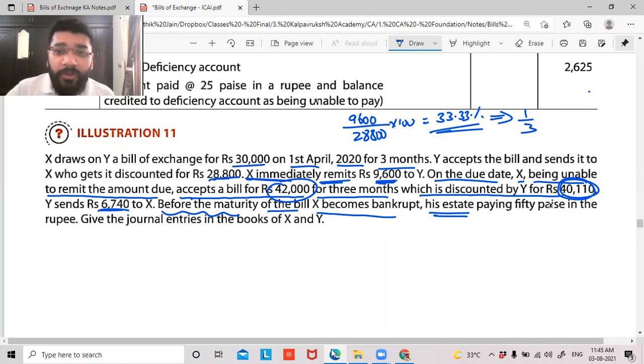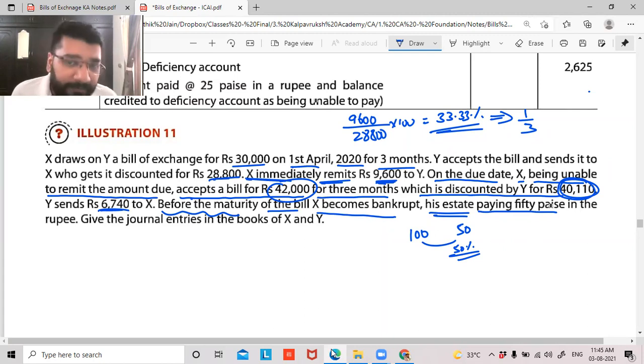I'll teach you how. From his estate, 50 paise has been recovered. 50 paise in a rupee, which means what? In a rupee, there are 100 paise, guys. In that, 50 paise is recovered. So can I say 50% of the money is recovered? Whatever is the outstanding balance of X, on that, only 50% is recoverable. The remaining 50% is a bad debt. To whom it is a bad debt, we'll discuss now.